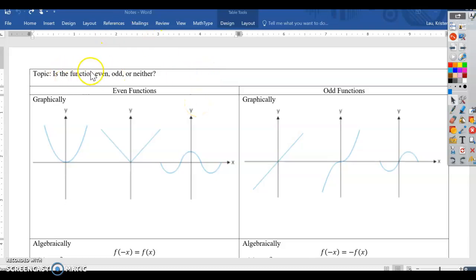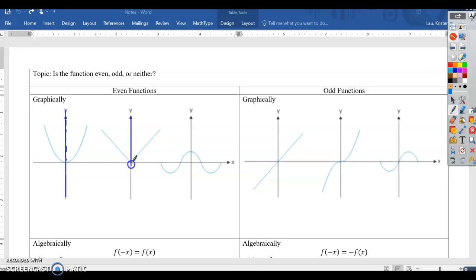Today's topic: we're continuing with functions, and we're going to tell if a function is even, odd, or neither. So what that means is these functions are even. If we're looking at a graph, they are even because they are a reflection of each other over the y-axis. If I folded this graph on top of the y-axis, the left side of the graph and the right side of the graph are the exact same. So this part of the graph and this part of the graph are the exact same. It's a mirror image. Same thing with this graph.